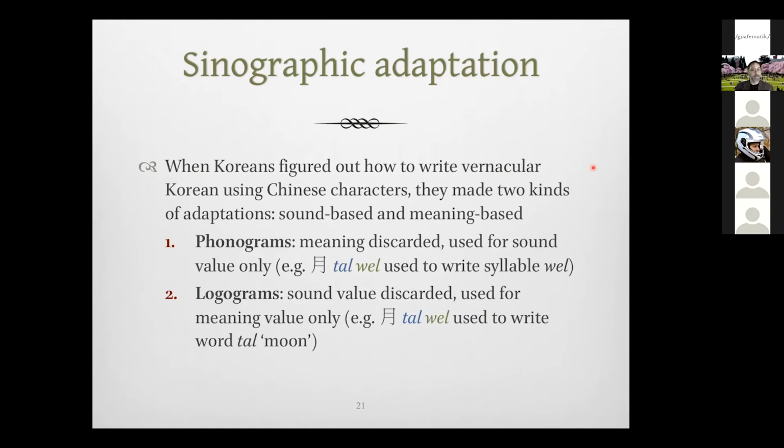They could be used as phonograms by ignoring the meaning part and using them for their sound value only. So this character that we've seen before, talwol, could be used to write the Korean syllable wol any place it occurred. Or the sound value, the Chinese pronunciation, could be discarded, and the graph could be used to write an equivalent meaning Korean word, in which case it's functioning as a logogram in the vernacular writing system. So that's a situation in which talwol would be used to write specifically the word tal, meaning moon.